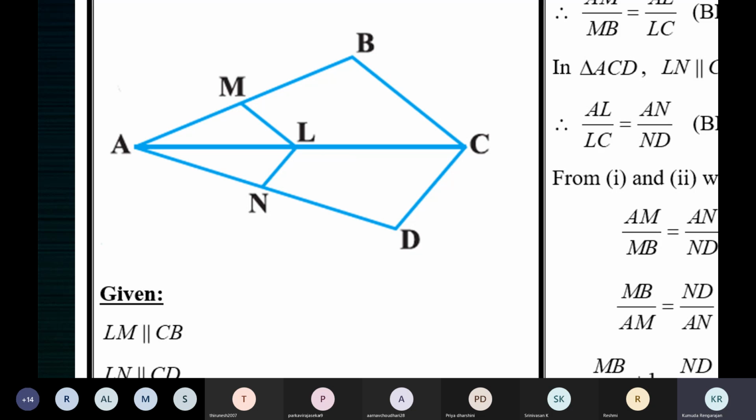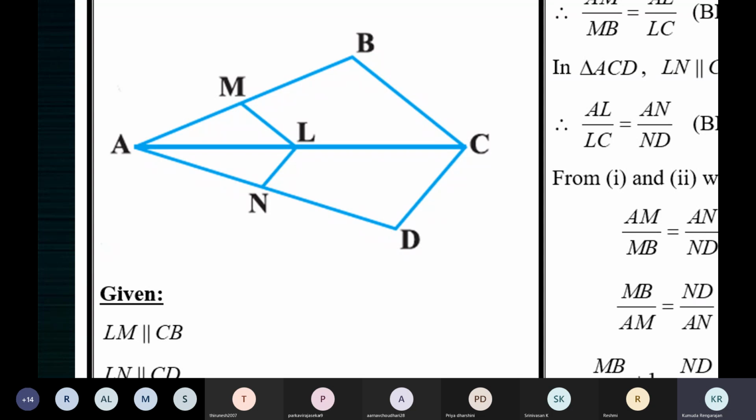That's the result. Which is the other triangle? ACD, ma'am. Triangle ACD. And in triangle ACD, which is that line parallel to one side of the triangle? LN is parallel to CD. Okay, so leave that side CD, because LN is parallel to one side of the triangle.